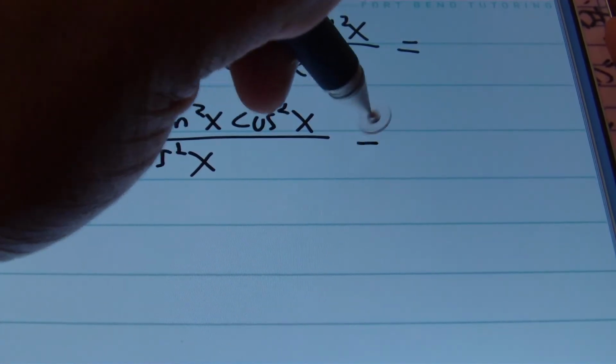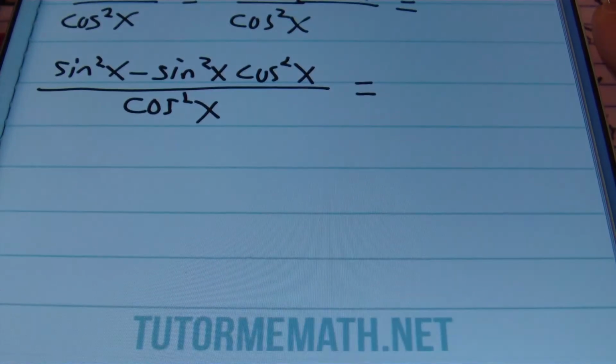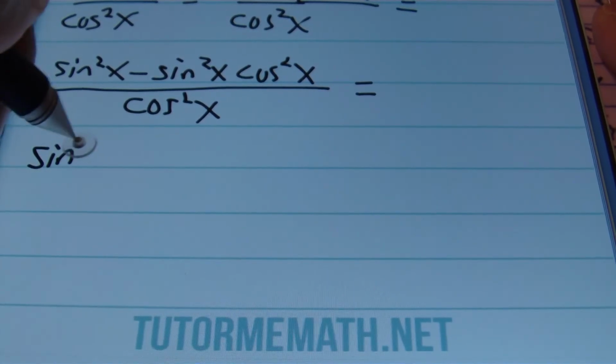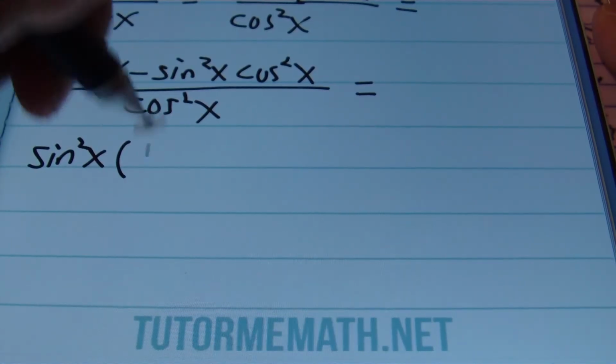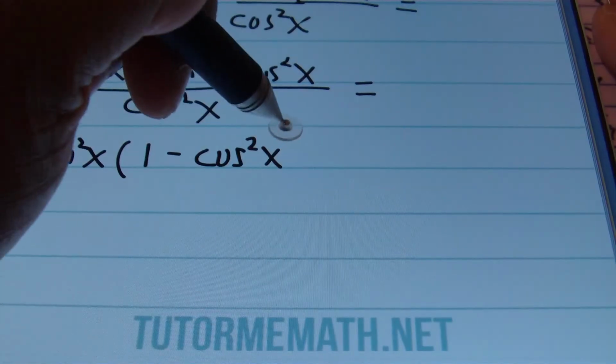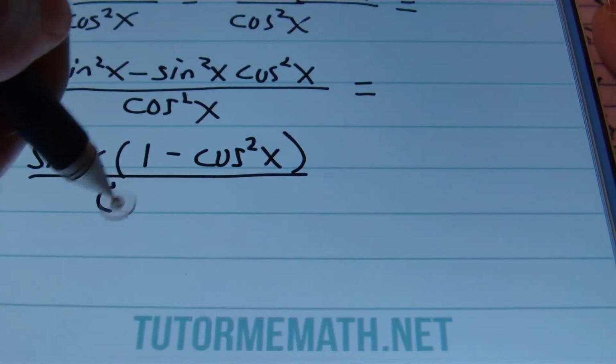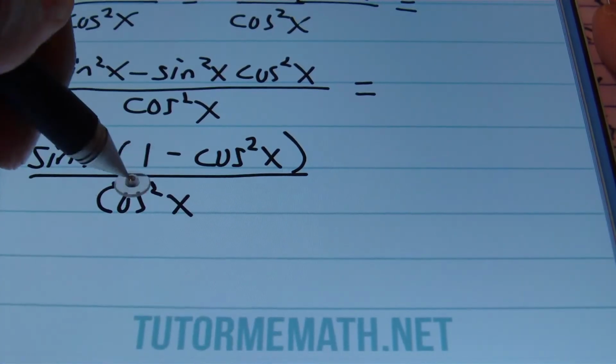Then I'll be factoring out sine squared x in the numerator. That's exactly what I'll be doing. So I'll have sine squared x times 1 minus cosine squared x, all of this over that cosine squared x, like so.